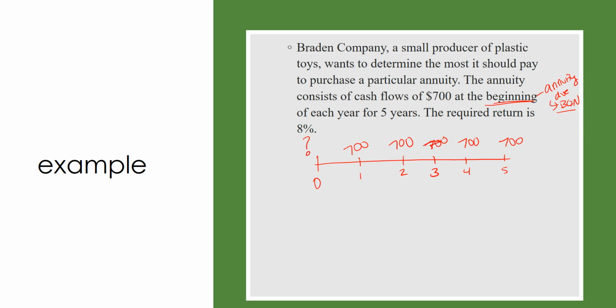That's a PV. So 5 years, 8%. Our payment is $700. Our future value is 0 because, again, we're going to receive $700 every year for 5 years and nothing in addition to that. So our future value is 0.